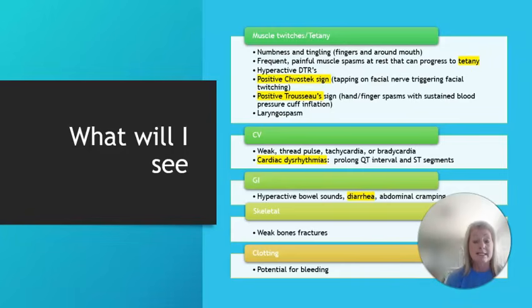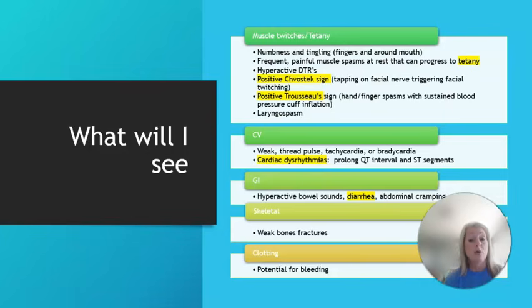A positive Chvostek sign. Chvostek sign is where you tap on your 5th cranial nerve right here. You tap, and you will start getting facial twitching right there. So if you get that facial twitching after tapping, that's a positive Chvostek sign.